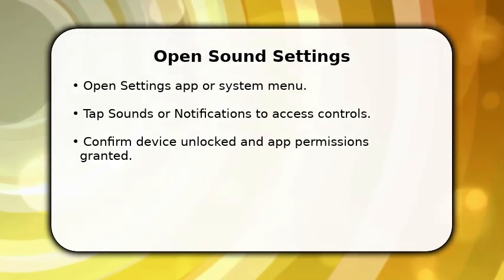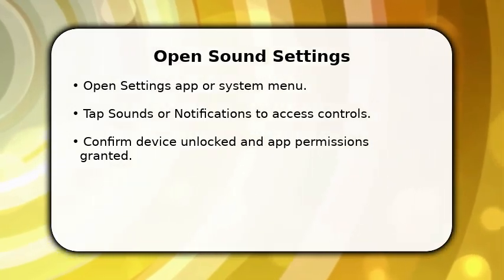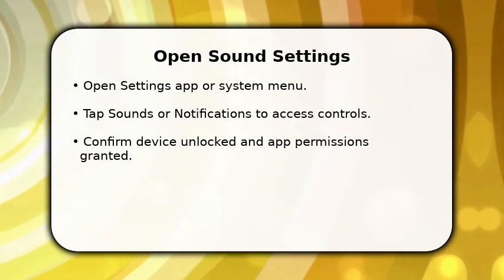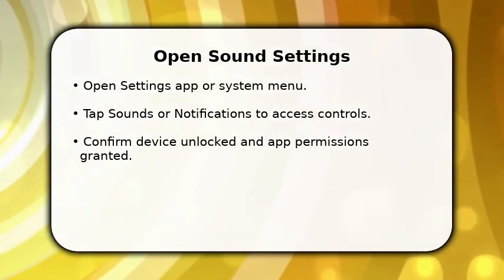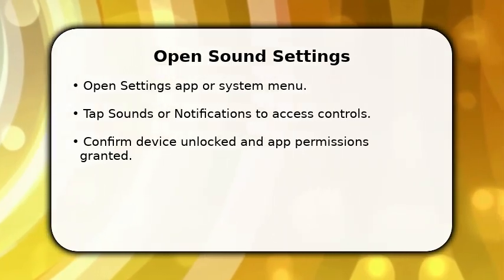You start by opening the system settings and navigating to sounds or notifications. Tap into the message or messaging app section now. This is where the notification sound lives. If prompted, grant notification access so you can change tones.